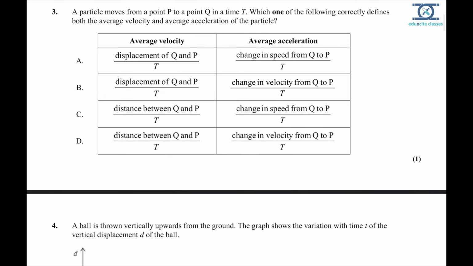Question number 3, which one of the following correctly defines average velocity and average acceleration of the particle? Okay, if a particle is moving from point P to point Q in a time interval of t, so we know that average velocity is displacement upon time, final minus initial upon time, and the average acceleration is the change in velocity from Q to P upon time. So direct option B.